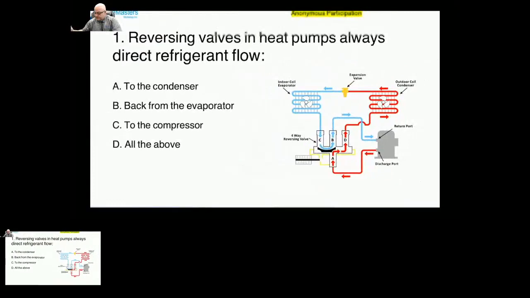So I'll just keep everything in one frame. And it is sent back to the compressor. So I guess this is good. This is correct anyways. This is correct.